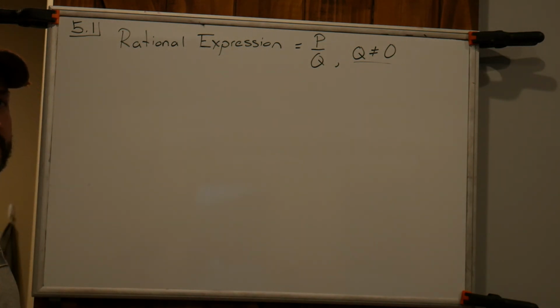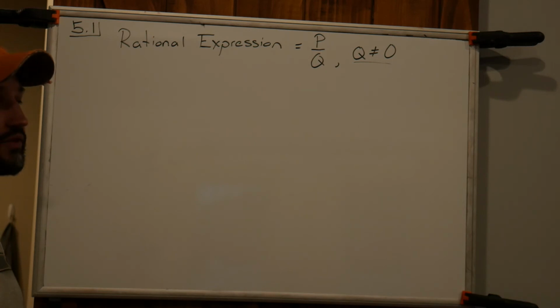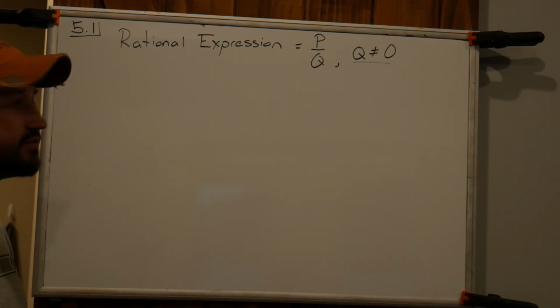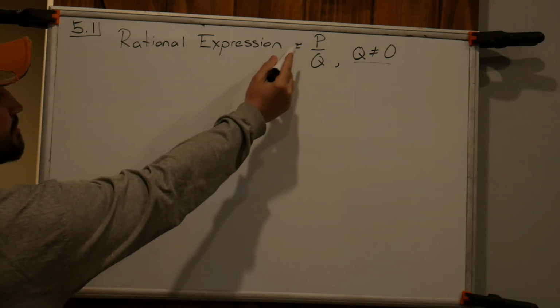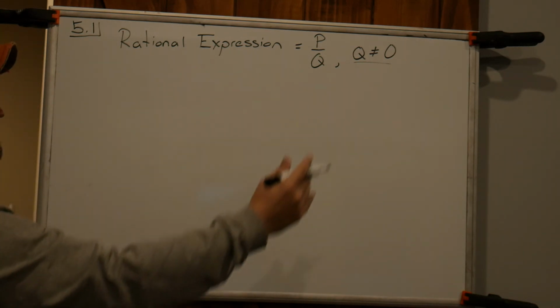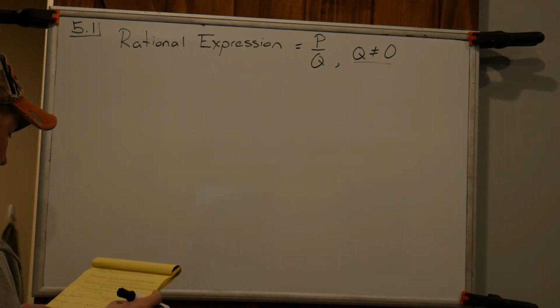So if your denominator were x minus 3, you know that x could never be 3 because your denominator would be 0, and we know anytime our denominator is 0, if the numerator is not, then it's undefined. So a rational expression is any expression that can be written P over Q, where P is any polynomial, Q is any polynomial, but Q is not equal to 0.